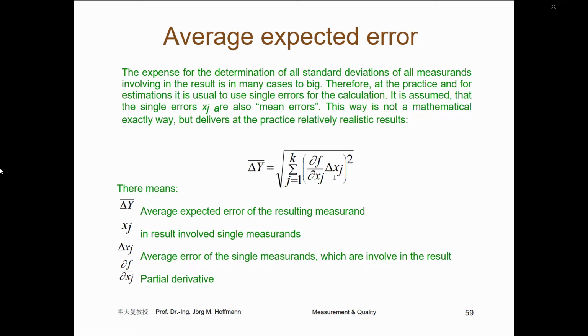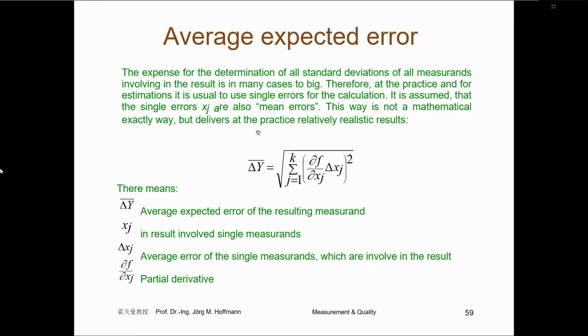Instead of the standard deviation, we have another kind of error that can also be an error class. And because this is not a standard deviation, we cannot call the result a standard deviation. We call it an average expected error. That's the average expected error. But you see, the formula is exactly the same. The only difference is that we do not have a standard deviation for the single values, and therefore we cannot calculate the standard deviation.